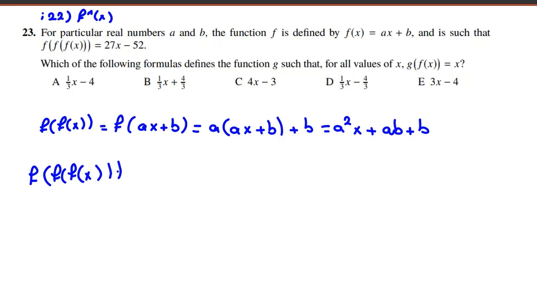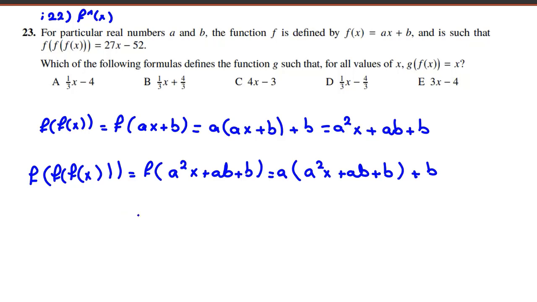So we use f of x. It is f of a squared x plus ab plus b. So it will be a times a squared x plus ab plus b, plus b. So it will be a cubed x plus a squared b plus ab plus b. Now we found f cubed of x. Now we want to find g of f of x.